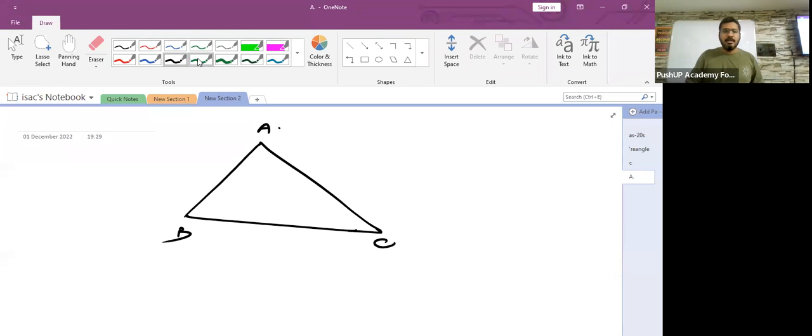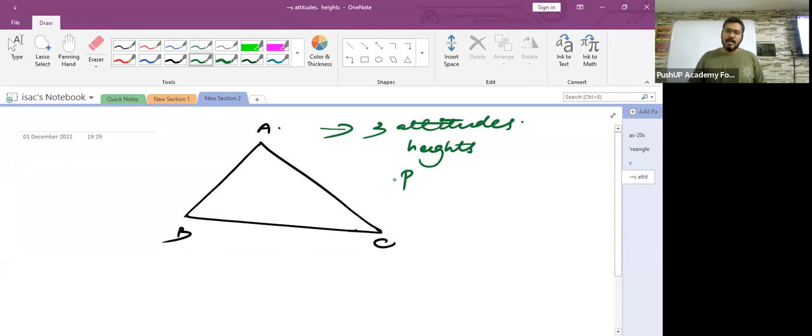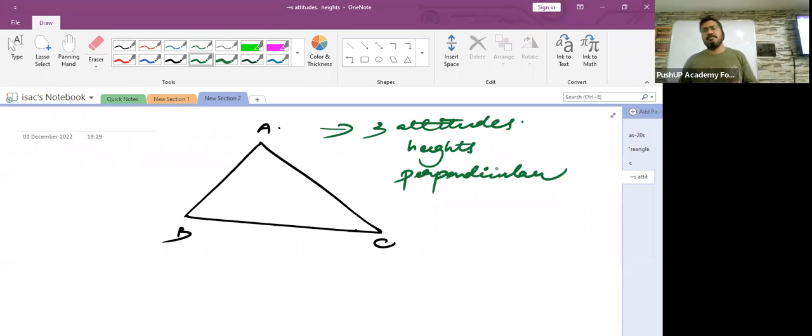Always remember, children, for any given triangle in this world, there will exist three different altitudes. Altitudes or heights or perpendiculars. Can you please make a note of this? For any given triangle in this world, there will exist three altitudes.